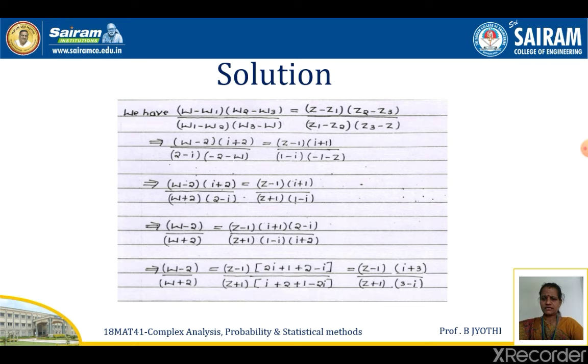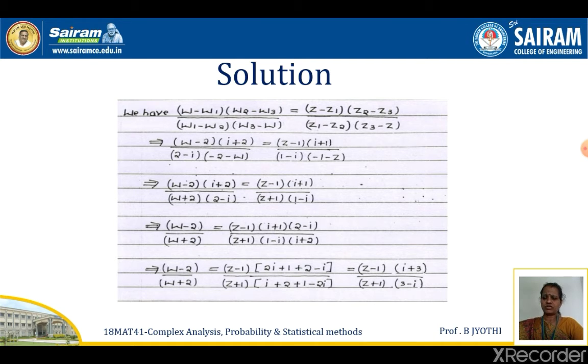which implies (W minus 2) into (i plus 2) by (W plus 2) into (2 minus i) is equal to, by taking the minus outside on either side, (Z minus 1) into (i plus 1) divided by (Z plus 1) into (1 minus i). Here also, in the denominator of the right hand side, minus 1 and minus Z, we have taken minus outside, and in the denominator of the left hand side in the second step also we have taken the minus sign outside in the denominator. So that minus and this here will get cancelled.